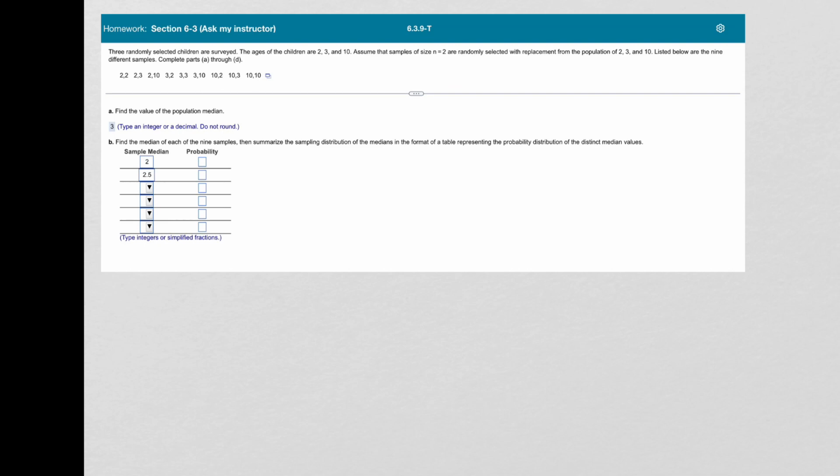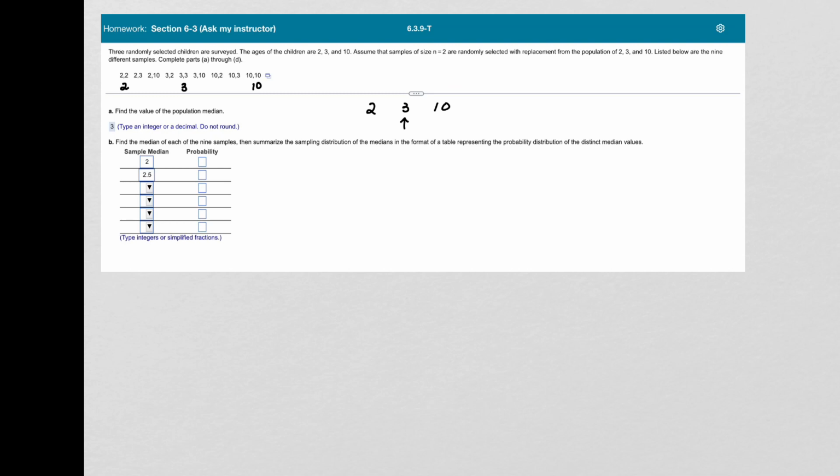So we look at the list of values. We've got 2, 3, 10. There's only 3 values. The median is the middle value, so that's 3. Next, we need to find the median of each of the 9 samples. So I look at the sample 2, 2, the median is going to be 2. Anytime the 2 numbers are the same, that's going to be the median. So I can fill that in for 2 and 2, the median is 2.